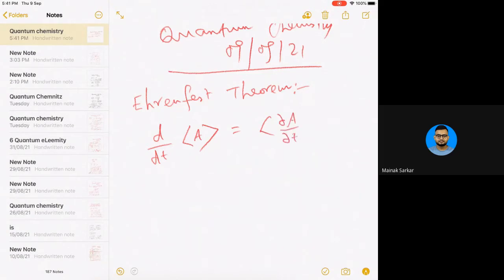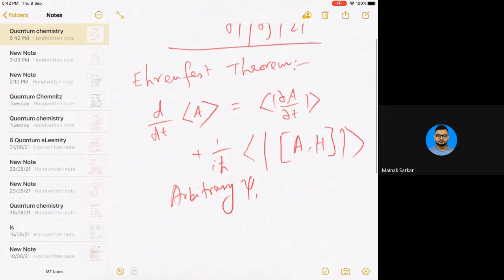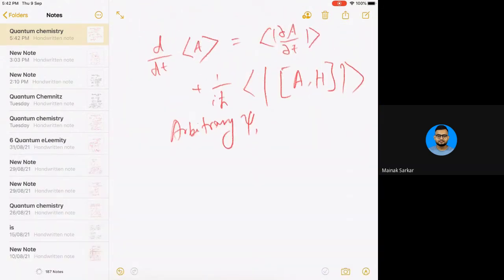So let me write down the Ehrenfest theorem that I wrote, and we will prove it today. These are basically the expectation value whenever I am writing bracket with respect to any arbitrary function. So this is not a stationary state of the Hamiltonian or stationary state of anything. Right now the proof is on an arbitrary function. All of you are familiar with this notation, that this is average value.